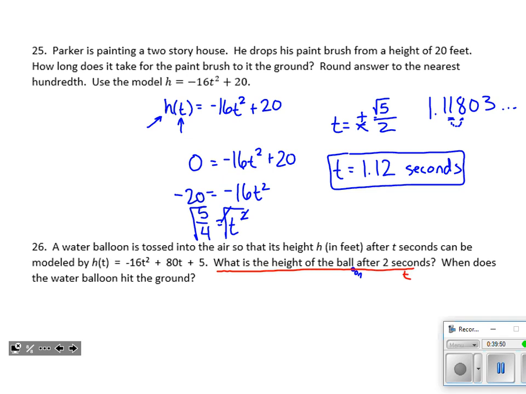Well, we have a time for an input. We want the height for an output. That's how the function's designed to work. So to answer that first part, h of 2 equals negative 16 times 2 squared plus 80 times 2 plus 5, negative 64 plus 160 plus 5 equals 101 feet.